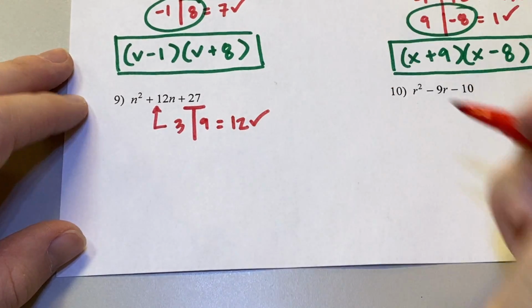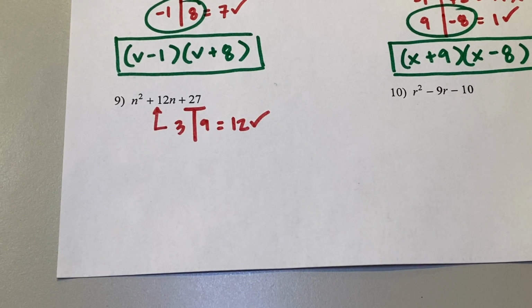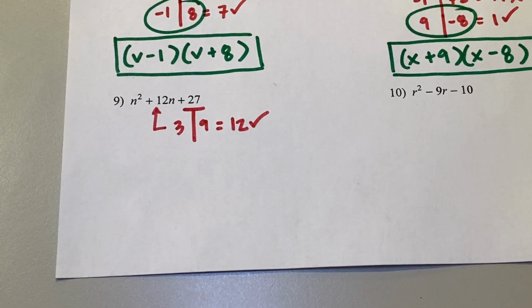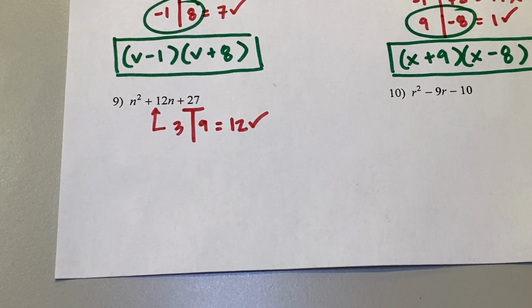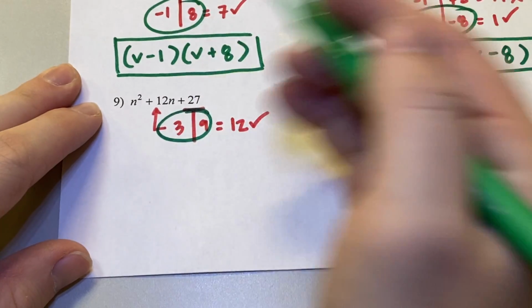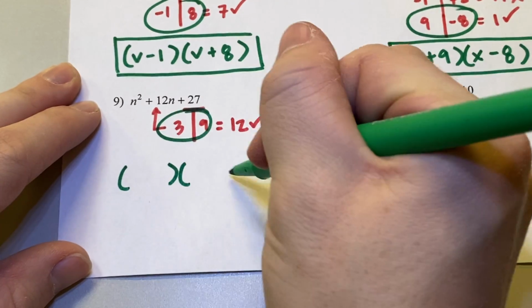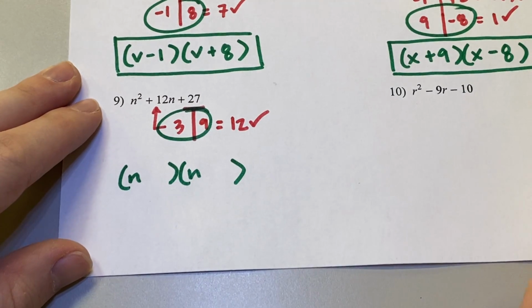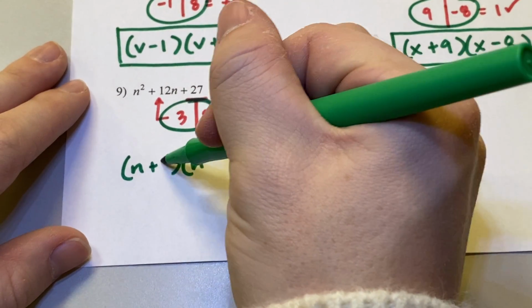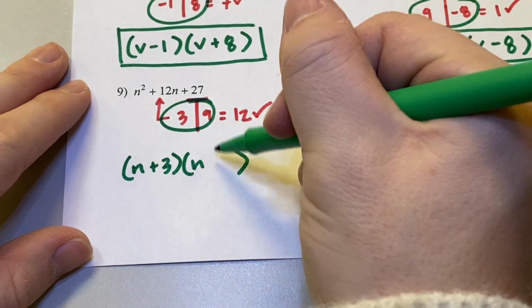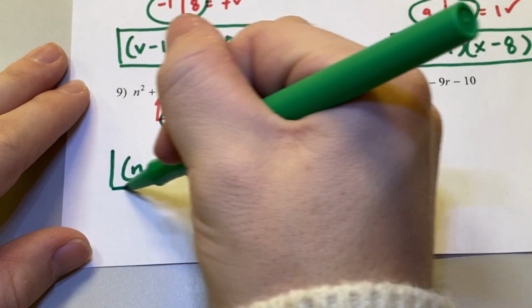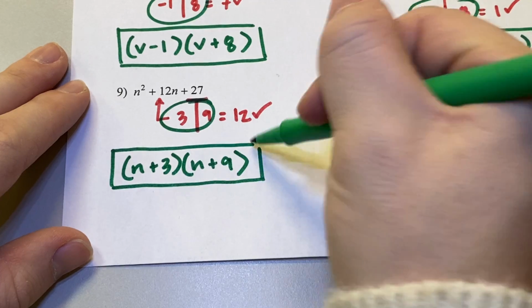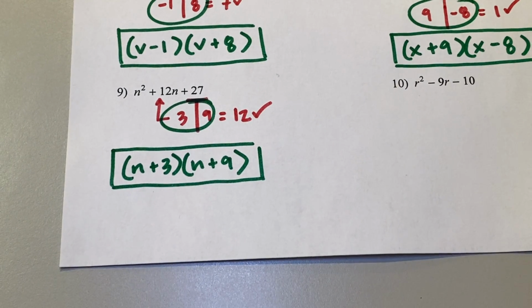Sometimes you're going to get it right off the bat. Sometimes you're going to have to try a few, and that's totally fine. Okay, we found our positive 12 that we're looking for. Found our two factors, so let's put it in factored form. This time our variable's n, so n and n. Positive 3, so n plus 3. Positive 9, n plus 9. Nice.